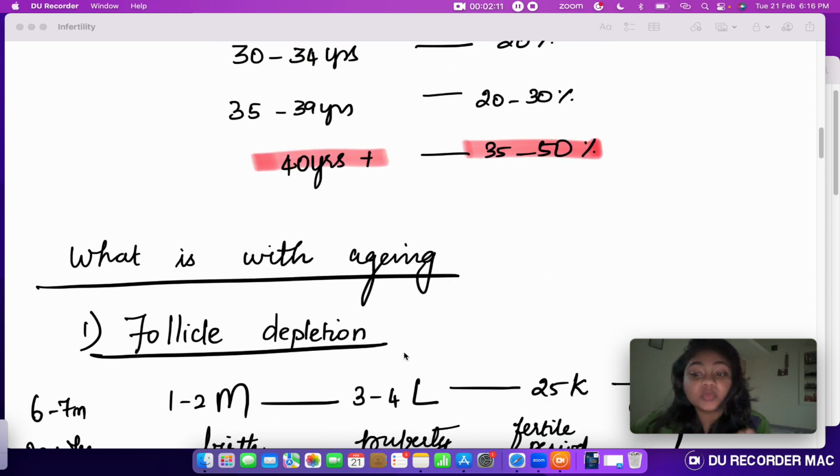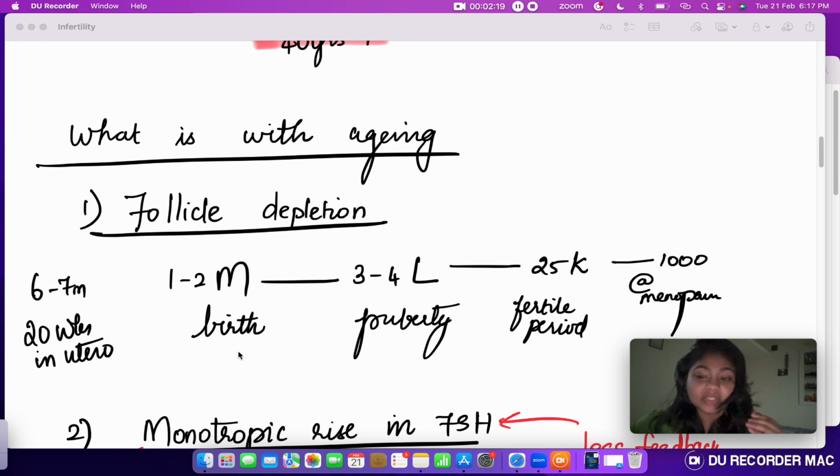So what is happening with aging in our body? First we'll see the ovary. In the ovary, the follicle is going for atresia. When the baby is in utero, it has 6 to 7 million primordial follicles. It will be 1 to 2 million at birth, arrested in the prophase of first meiosis, and at puberty it will be 3 to 4 lakhs. During the fertile period, she'll have around 25,000, and at menopause, hardly 100 to 1000. So follicle depletion is happening with aging.